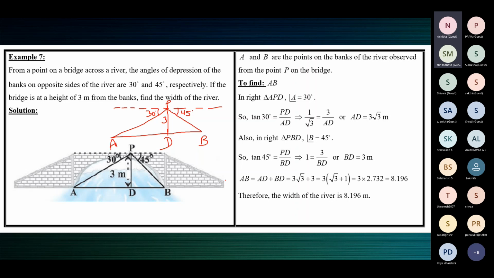The dotted line through P is the horizontal line. And that will be parallel to the ground level.